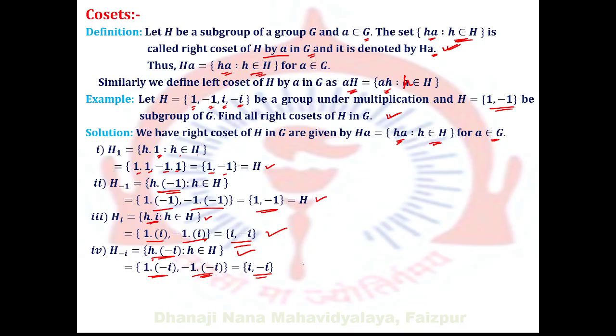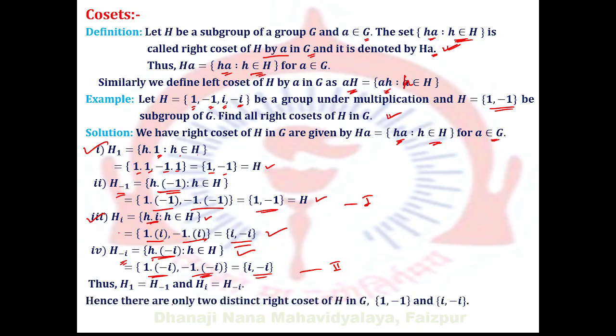So thus here we get two distinct sets. This one is the first set containing 1, minus 1, and this one is the second set containing i, minus i. So H1 is equal to H minus 1, and Hi is the same as that of H of minus i. So there are only two distinct right cosets of H in G. They are the set containing 1, minus 1 and the set containing i, minus i. So note that here the operation is multiplication.